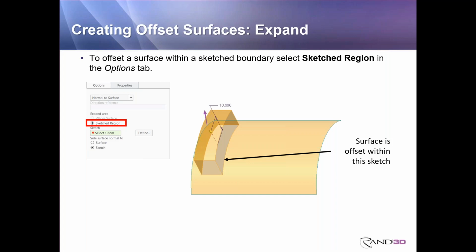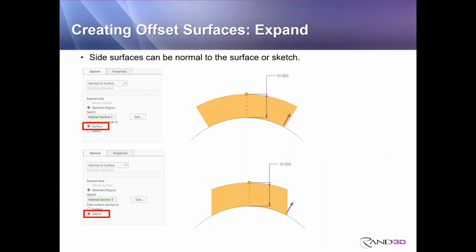Here I drew a rectangle as the sketch, and now I can see it's only offsetting a portion of that cylindrical shaped surface. Now, when I do the offset, I have a choice as to what the sidewalls of the offset are going to be normal to. The option called surface is going to make the sidewalls of the offset normal to the surface that you're offsetting. Again, the surface I'm offsetting is this cylindrical one right here. And then I can see the sidewalls are normal to the surface itself.